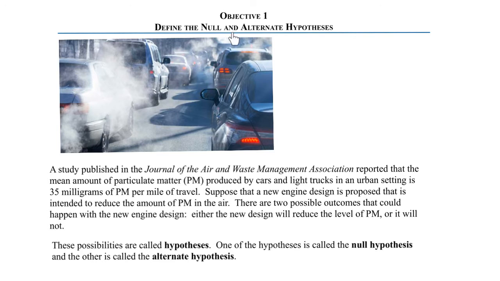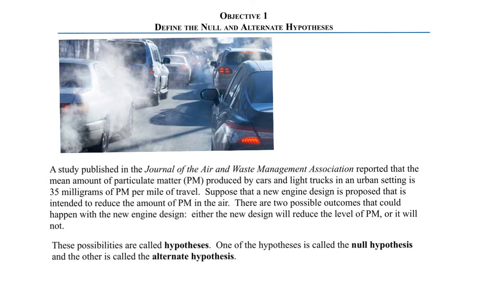Objective 1. How to define the null and alternate hypothesis. A study published in the Journal of the Air and Waste Management Association reported that the mean amount of particulate matter produced by cars and light trucks in an urban setting is 35 milligrams of PM per mile of travel. Suppose that a new engine design is proposed that is intended to reduce the amount of particulate matter in the air. There are two possible outcomes that could happen in the new engine design. Either the new design will reduce the level of PM or it will not. These possibilities are called hypotheses.